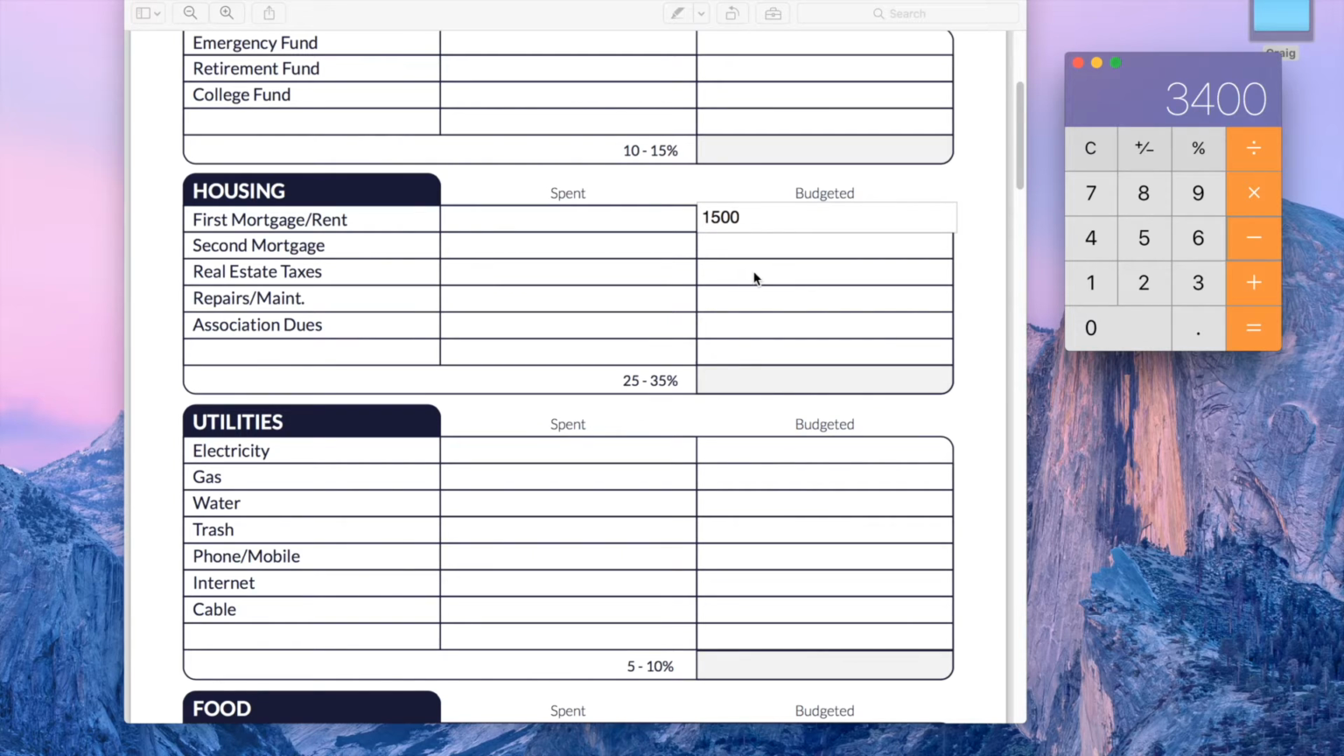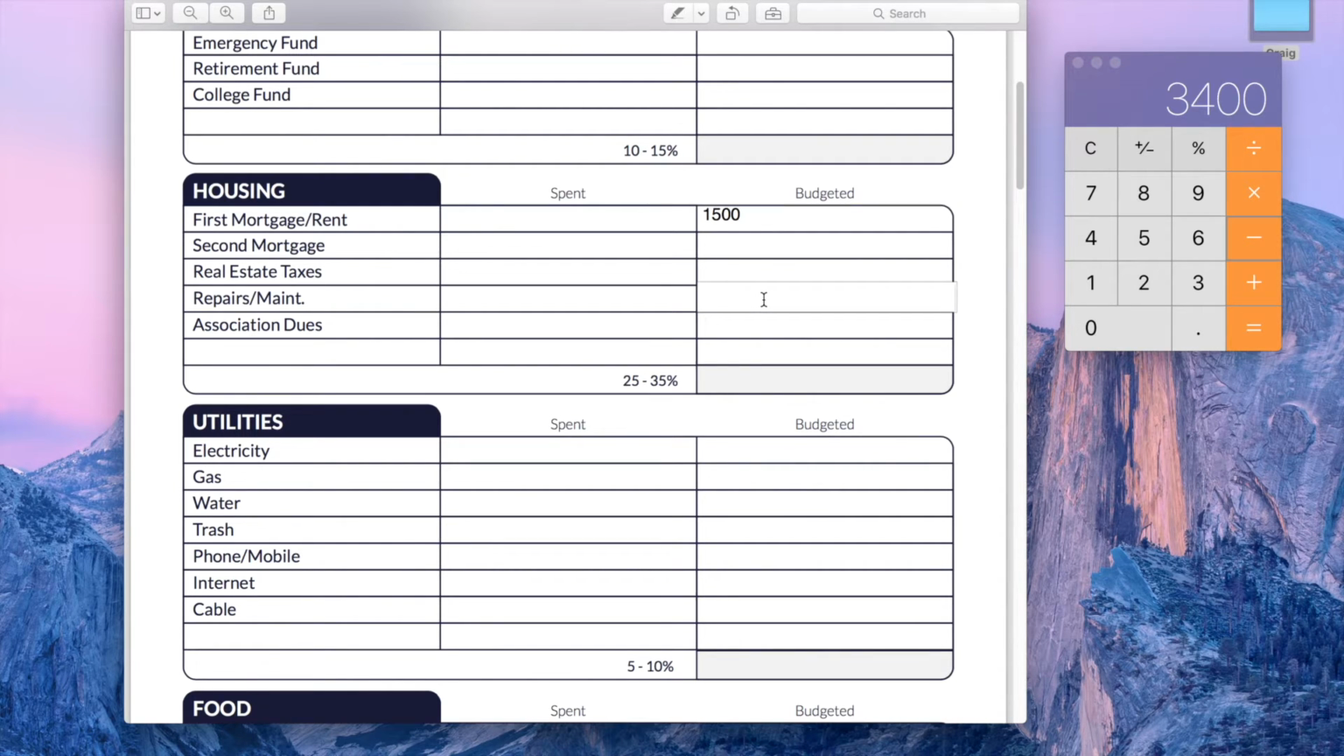All right, repairs and maintenance. It's a good idea. We know things are going to break on the house. We know that the AC is going to go out at some point, or a roof is going to need repair, or a pipe's going to need to be fixed, or something. Something's always going on. Depending on the age of your house, it may be more frequent than not.